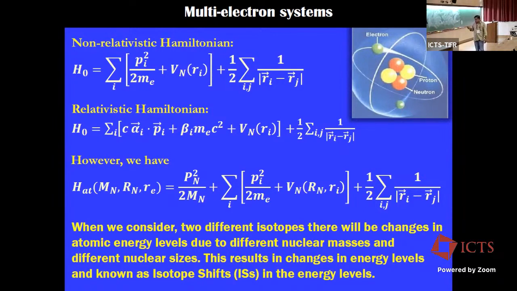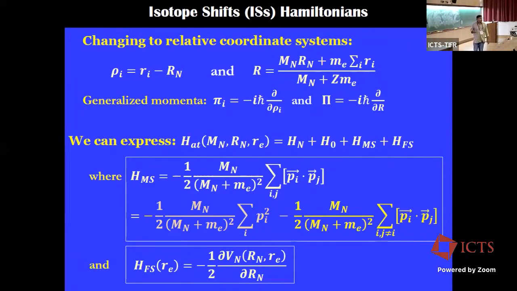That is known as isotope shift. And we arrive at this Hamiltonian by changing the coordinate system, using the relative coordinate system. Then this Hamiltonian can be expressed in several parts, like the nuclear contribution, which we can neglect because we measure the energies with respect to it, so generally we don't take it into account. But then we have the Hamiltonian I showed you in the previous slide. Then there will be corrections due to the finite mass of the nucleus to the kinetic energy term, known as mass shift, and then due to the size of the nucleus, the volume effect, that is known as field shift.